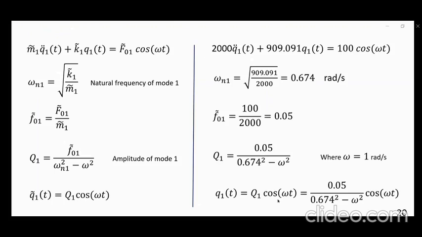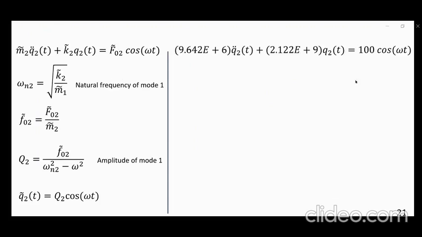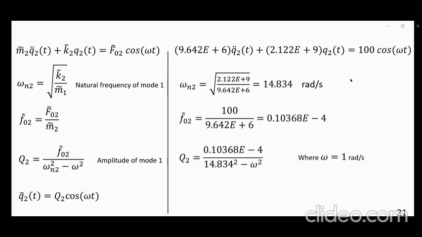There's the solution for Q1. And this is for the second mode, the second equation, decoupled completely from the one above it, which is the first equation. Just plug in these coefficients, plug in the numbers, and you're going to get the solution right there.